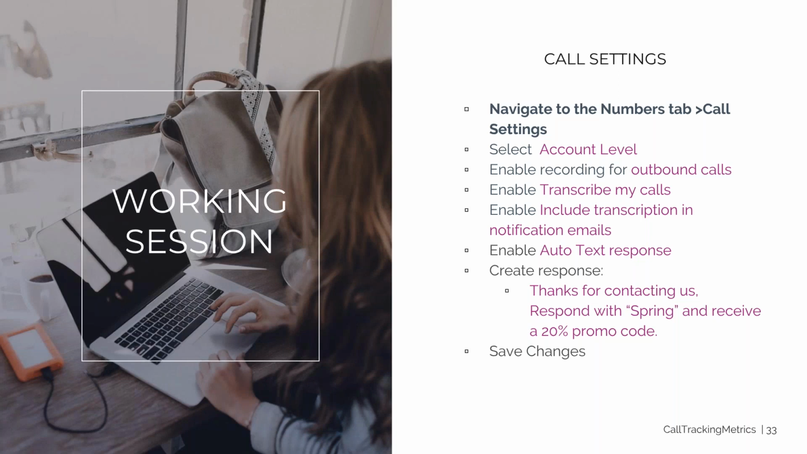Okay, so this is call settings and how to get there, which we already went over as well. And we already enabled recording for outbound calls. We enabled the transcriptions. And this is if we wanted to put an auto text. So we could do something fun like, thanks for contacting us, respond with spring and receive a promo code. That would be using a text trigger response, so that if somebody responded to this text, it would send them an additional text with a promo code.